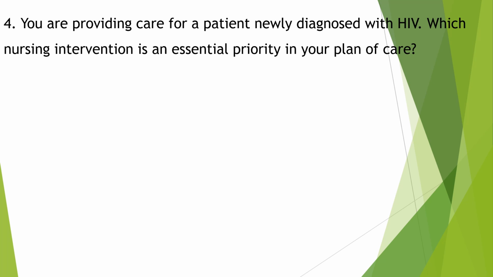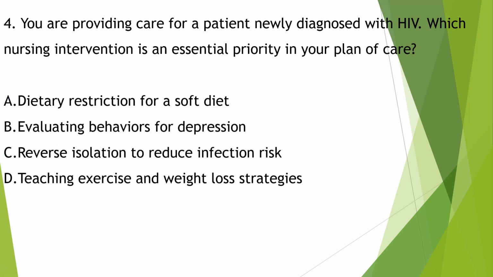You are providing care for a patient newly diagnosed with HIV. Which nursing intervention is an essential priority in your plan of care? Dietary restriction for a soft diet, evaluating behaviors for depression, reverse isolation to reduce infection risk, teaching exercise and weight loss strategies. Of course, when a patient is diagnosed with HIV, the patient may go into depression, so we need to evaluate for that. We don't need reverse isolation, but we need universal precautions. And we need weight maintenance or weight gaining strategies, not losing strategies. And dietary restrictions should not be there.